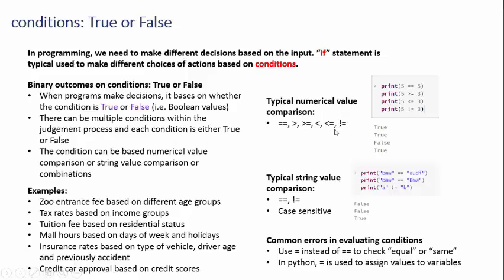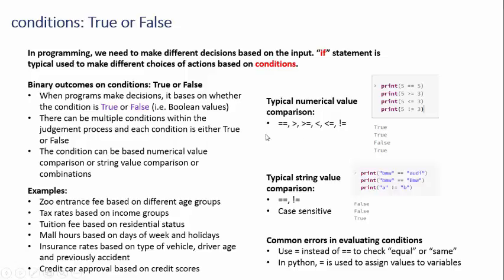This operator is used to check whether those two values are the same or not. If they're the same, it's going to return false. If they're not the same, it's going to return true. So at the end of the day, when you evaluate a condition, it will be either true or false. We call that Boolean values. There are only two outcomes, true or false, for one condition.